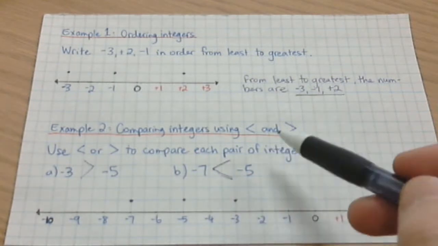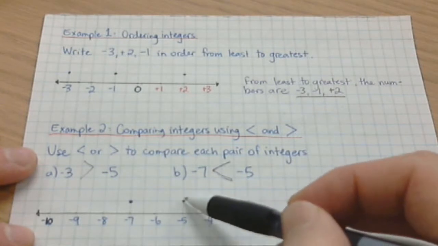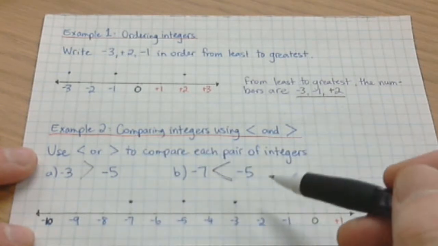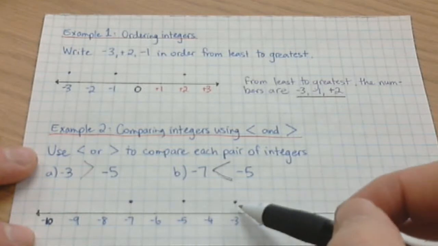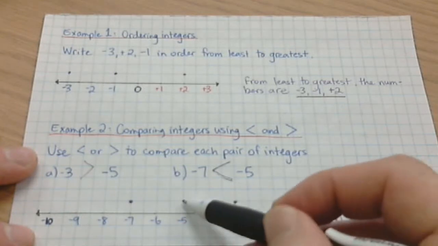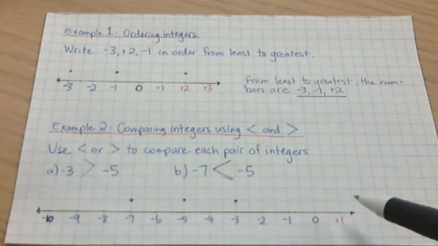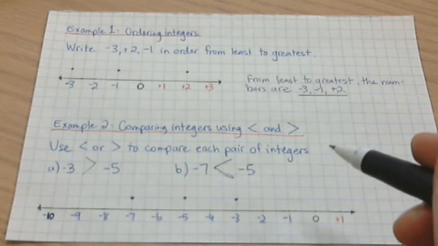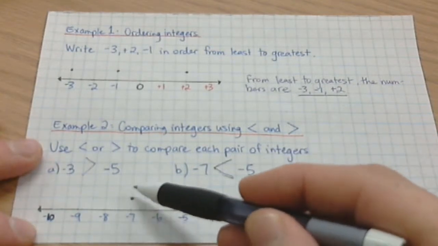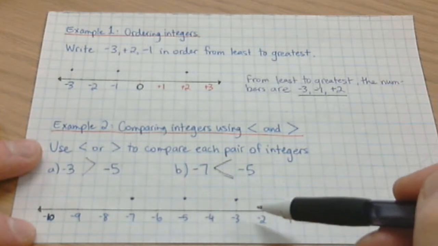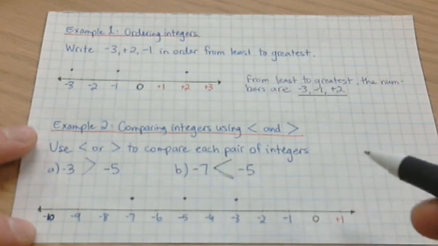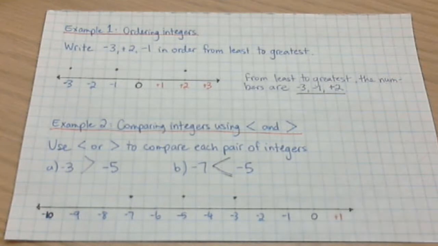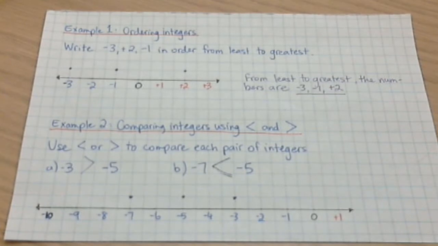So what I did was, again, use my number line and place those numbers with little dots where they go. With -3 and -5, I see that -3 is further to the right of -5. If something's further to the right on a number line, I can say that -3 is greater than -5. Likewise, I see that -7 is further to the left of -5, and so I can say that -7 is less than -5. Okay? So those are some ways to use number lines to order integers, to compare them, and see which one's bigger than the other.